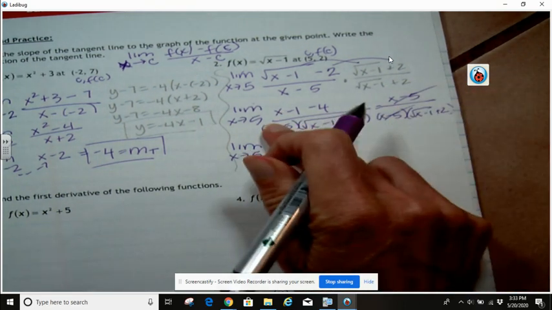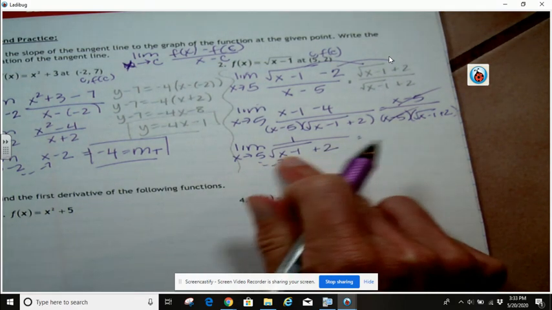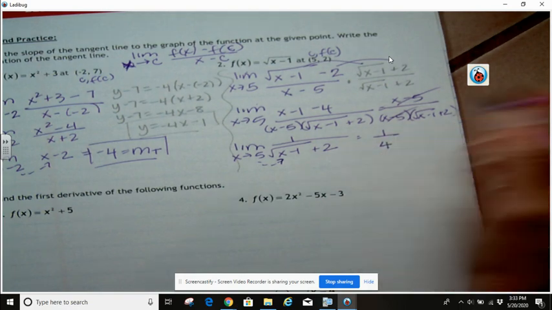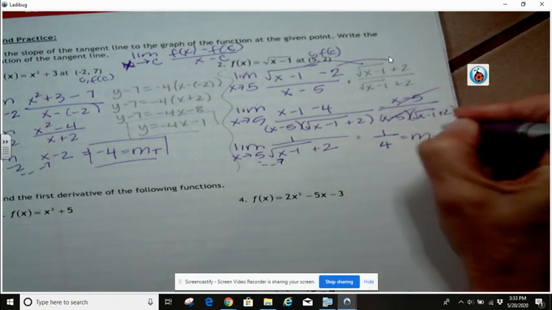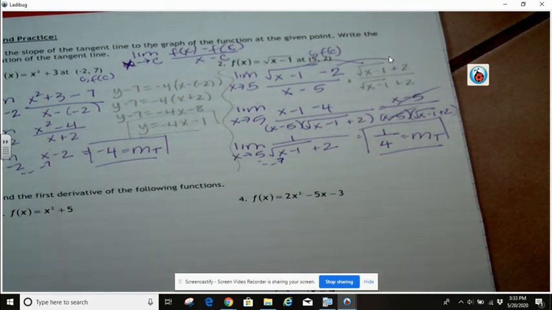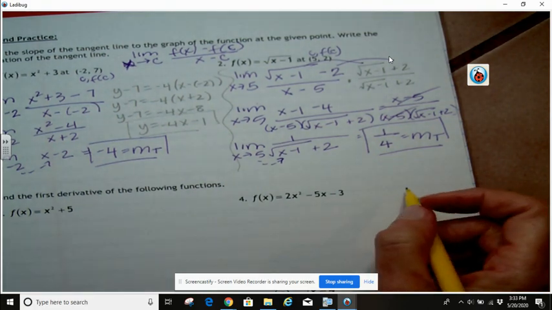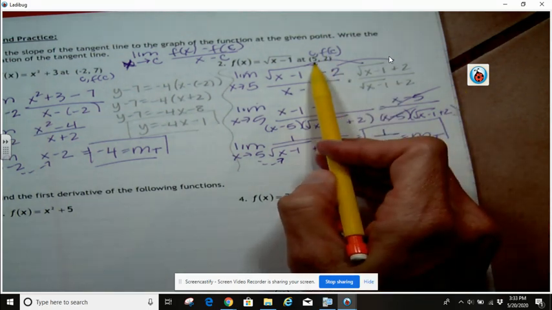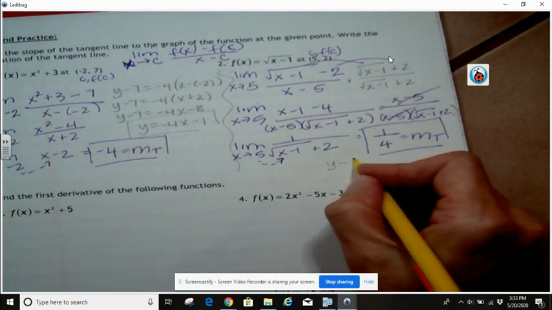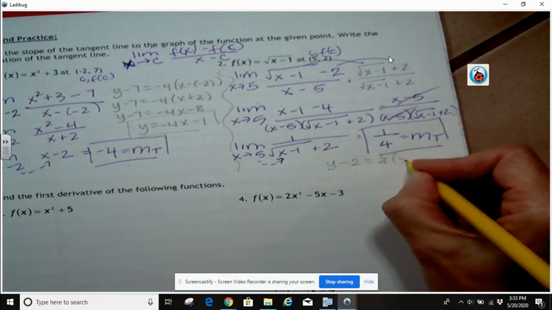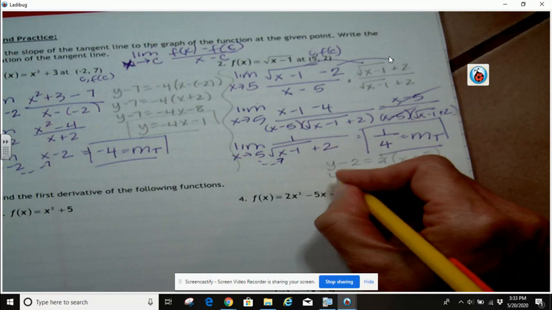So 1 over the square root of 5 minus 1. 5 minus 1 is 4. The square root of 4 is 2. So 1/4. Okay, that's the slope of the tangent line at that specific point. That's one part of the question, and then write the equation of the tangent line. So I've got this point and the slope: y minus the y coordinate of the point they gave me equals the slope times x minus the x coordinate of the point they gave me.